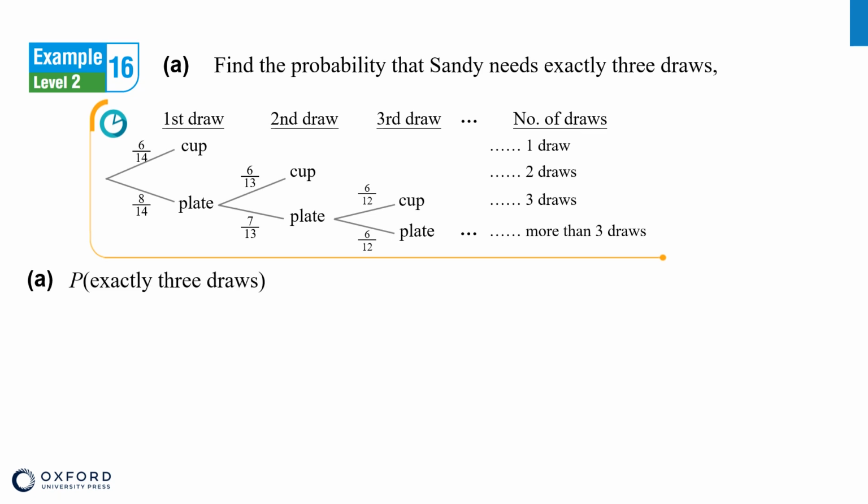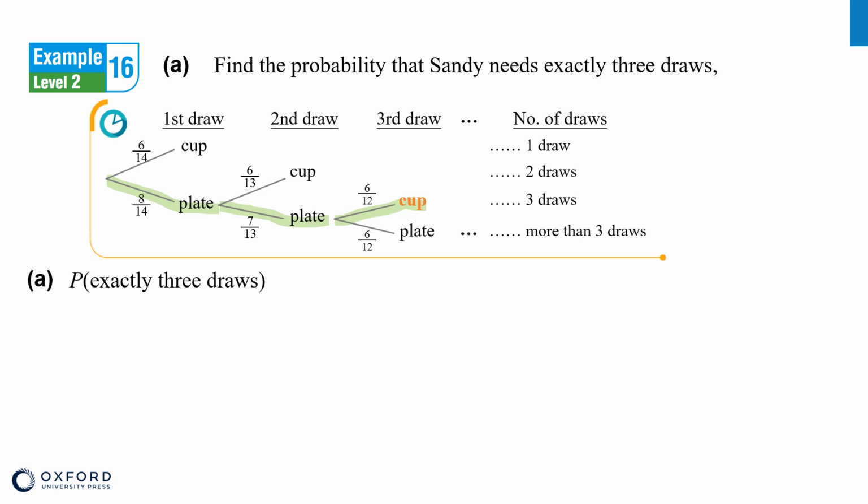Part A, we need to find the probability that Sandy needs exactly 3 draws to get a cup. Not more, not less. That means she has to draw a plate in the first round, and another plate in the second round, and then a cup in the third round. We've mentioned that the draws are dependent events. To find the required probability, we need to find the product of these 3 probabilities.